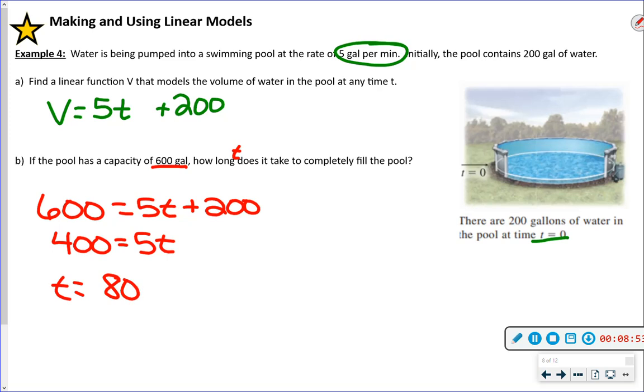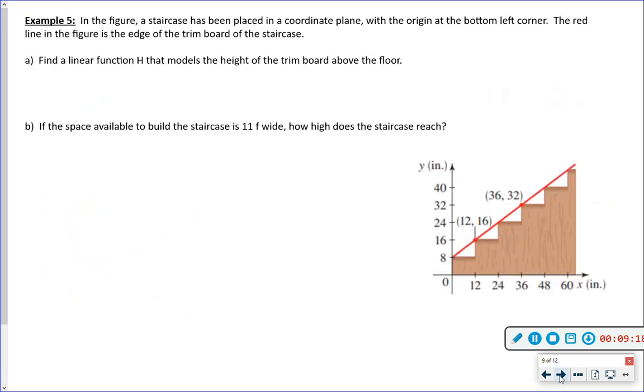Now remember, time. So I'm just rereading my problem to see how they are measuring time. Is it in seconds, minutes, hours, years? I don't know. Read it. Or in minutes. So 80 minutes. It's going to take 80 minutes to fill up the pool to get it to 600 gallons. Really exciting stuff here today. Any questions on that guy? I like these linear functions. They're pretty easy stuff.